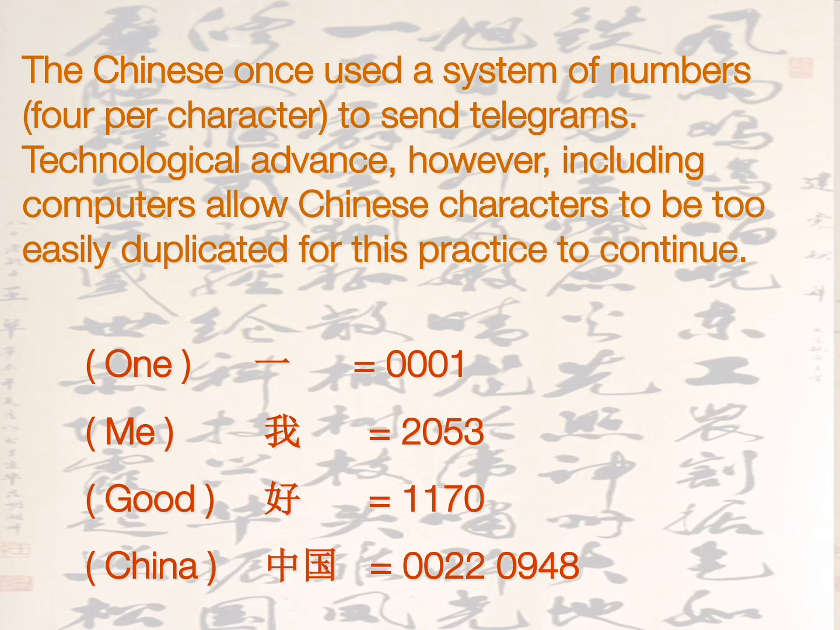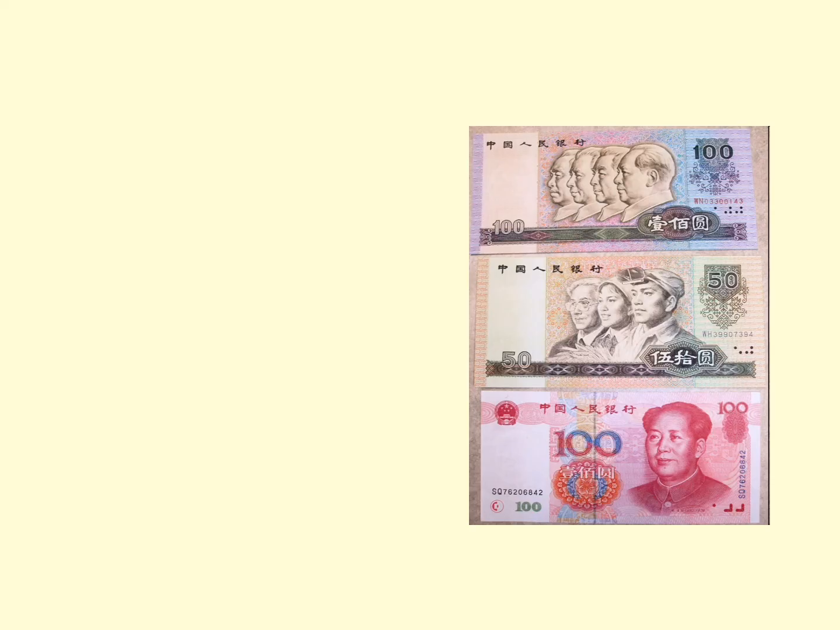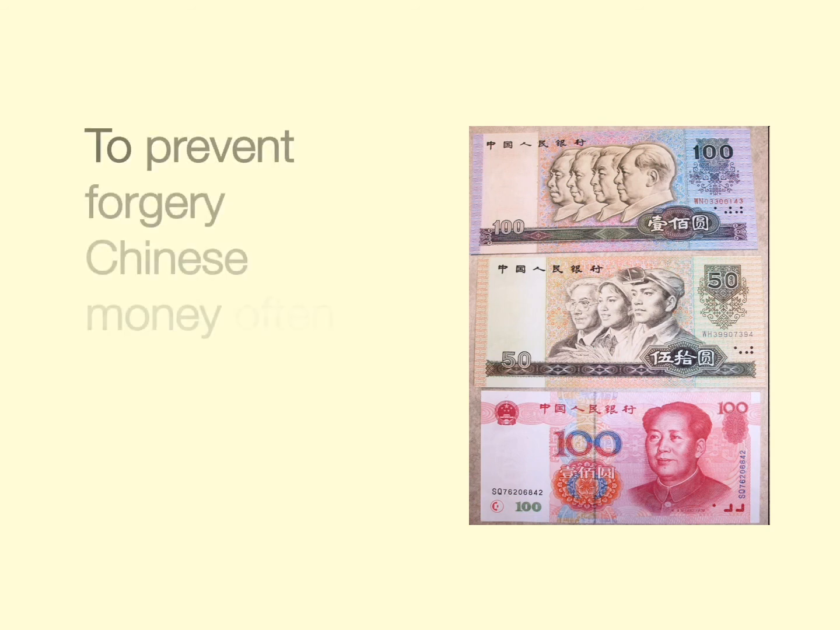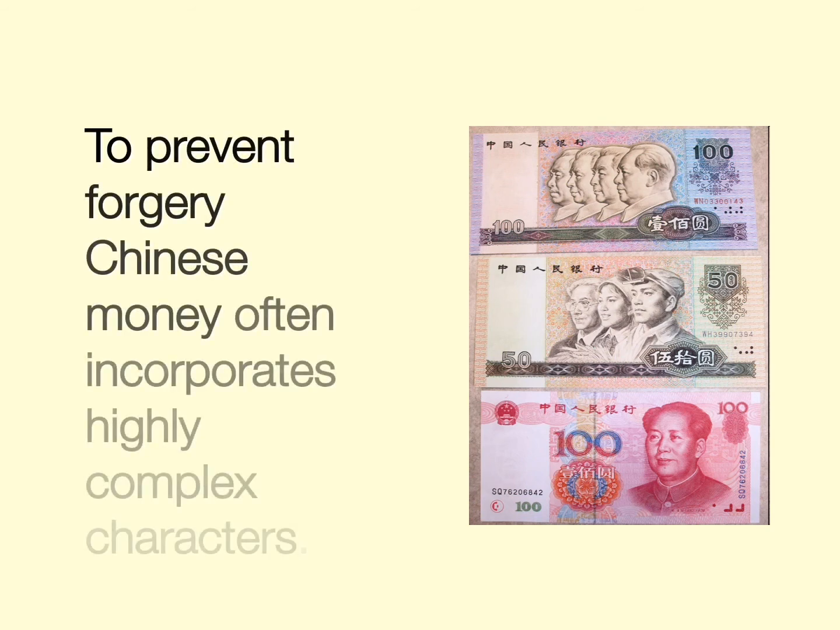1 equals 0001. Me, 我, equals 2053. Good, 好, equals 1170. China, 中国, equals 00220948. To prevent forgery, Chinese money often incorporates highly complex characters.